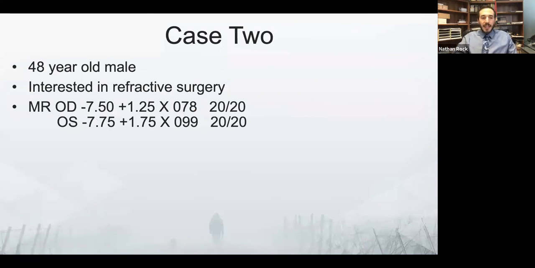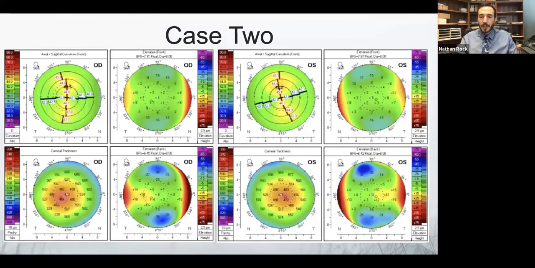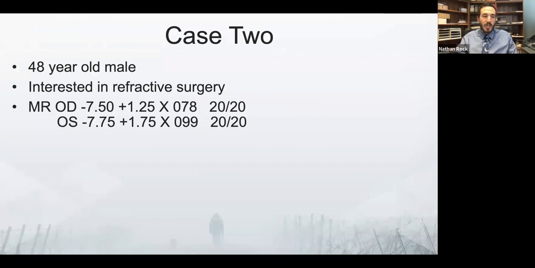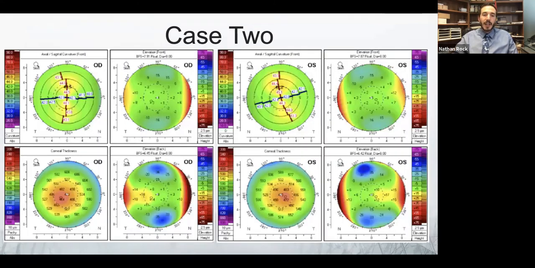And then the second case is a 48-year-old male who's interested in refractive surgery. So a very high myopia and moderate astigmatism. Patient's 48, so they're presbyopic. This is the topography. So the topography shows a significant amount of corneal astigmatism. So that's most important, often, for refractive surgery considerations.